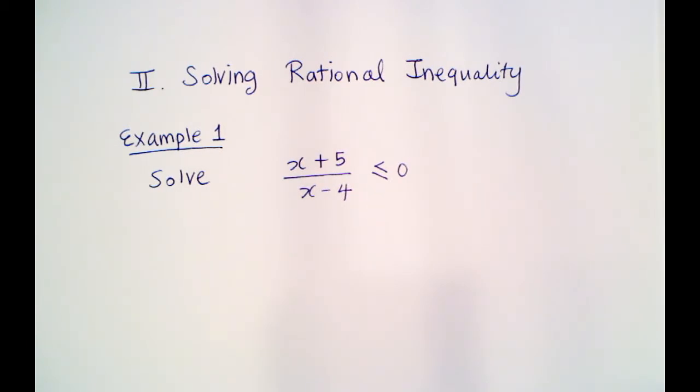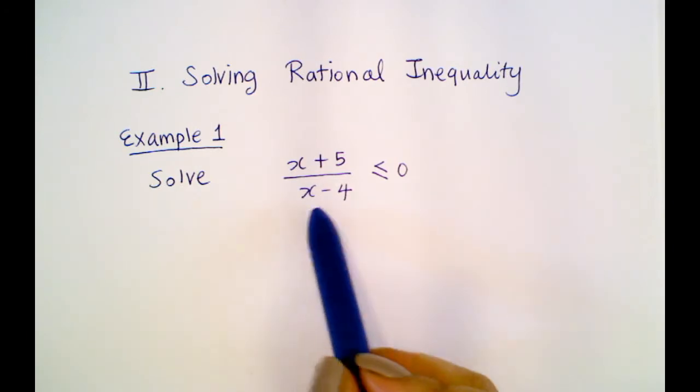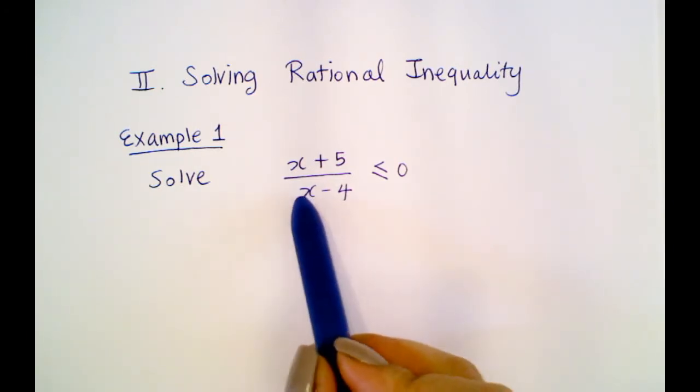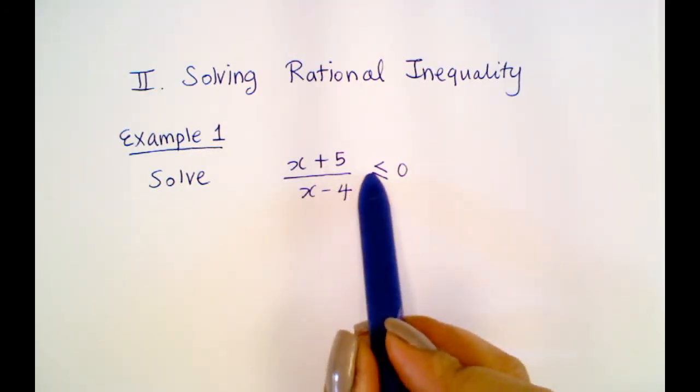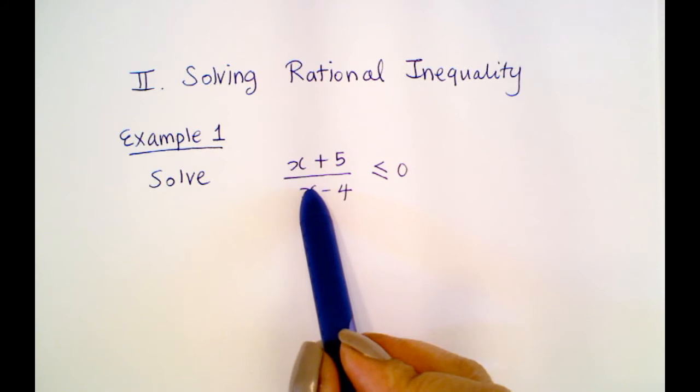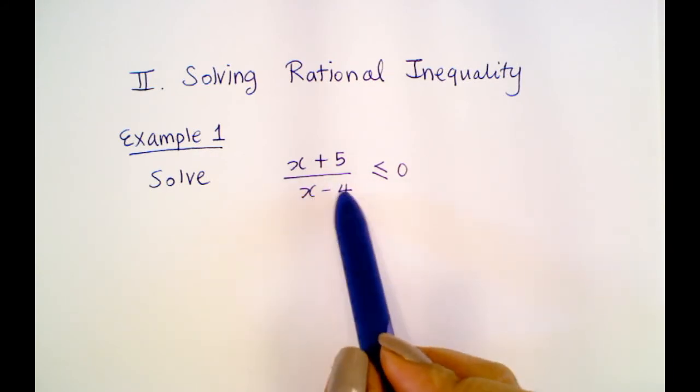Now, here's how we do this. Whenever we were solving a rational equation, right, we would multiply both sides by the denominator. But here's the thing. If you multiply both sides by x minus 4, that x minus 4 will cancel out, but that x minus 4 could be a negative number. You see what I mean?